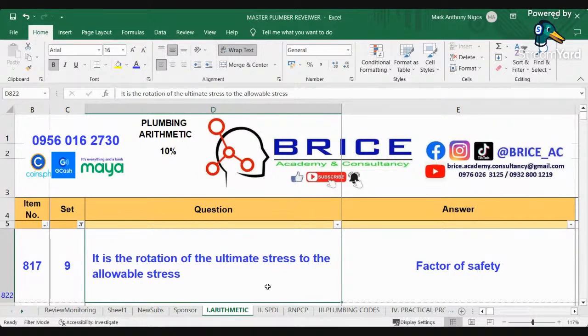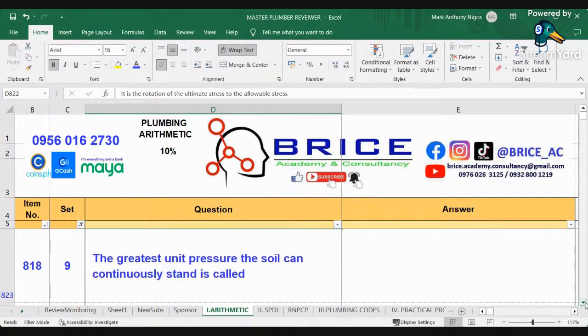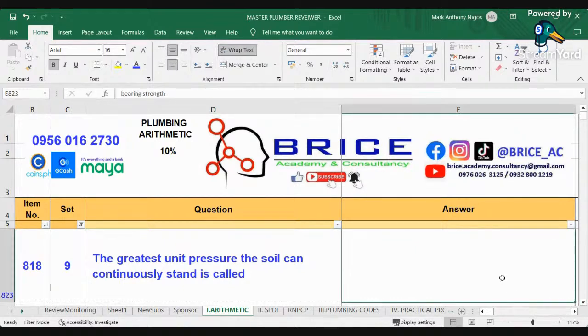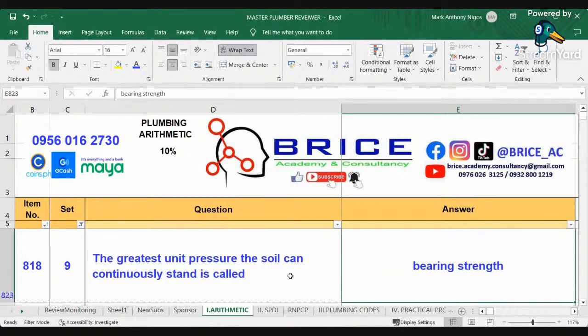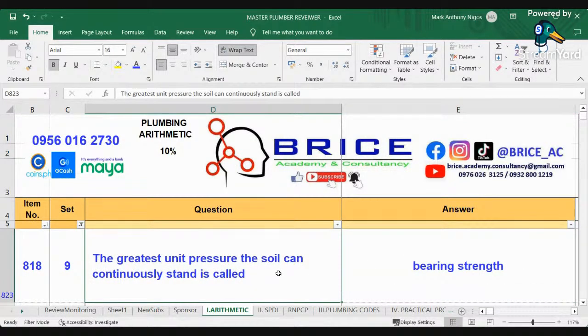So the ratio of the ultimate stress to the allowable stress. Answer is factor of safety. 818. The greatest unit pressure the soil can continuously stand is called what? The answer is bearing strength. The greatest unit pressure the soil can continuously stand is called bearing strength.